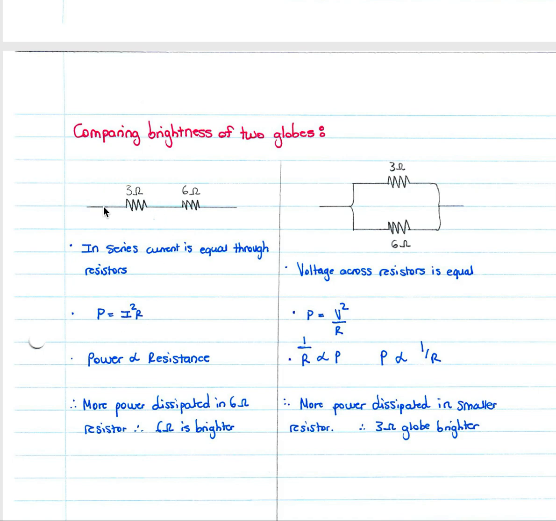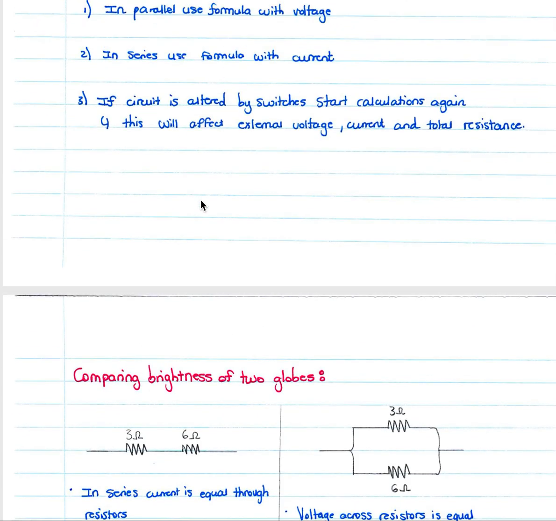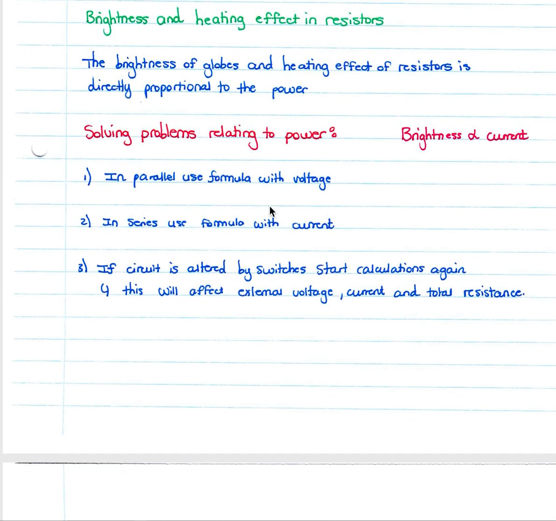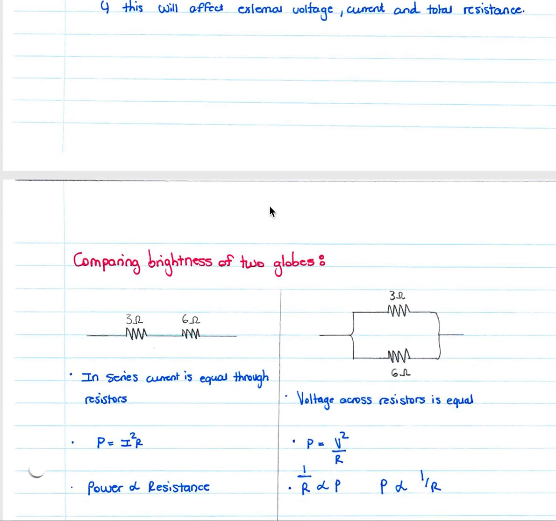If we have a series circuit, so in series current is equal, with 3 ohm and 6 ohm resistors, we know that power equals I squared times R. So power from this formula is directly proportional to your resistance. The more power is dissipated in your 6 ohm resistor, because power is directly proportional to resistance, so obviously less power will be dissipated in the 3 ohm than in the 6 ohm, and therefore your 6 ohm resistor will be brighter. This globe would burn with a brighter light, because brightness is directly proportional to power.